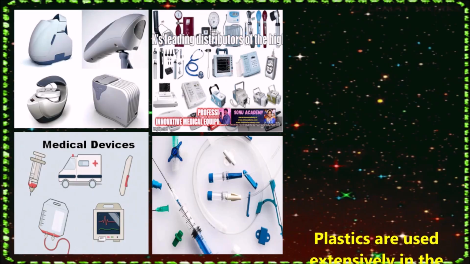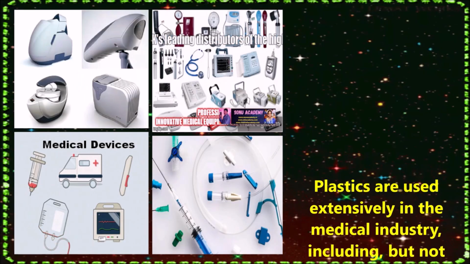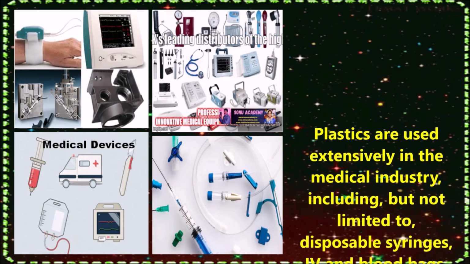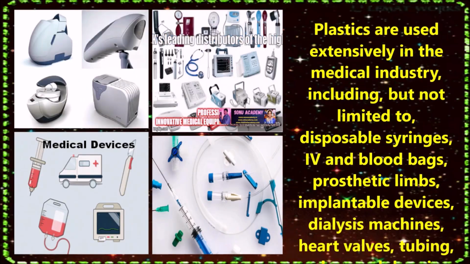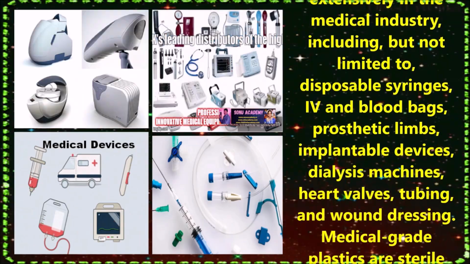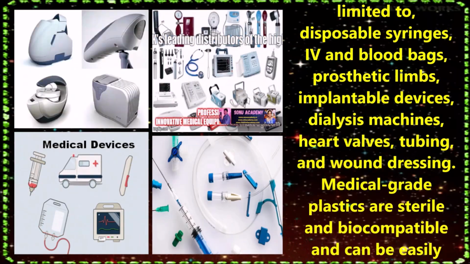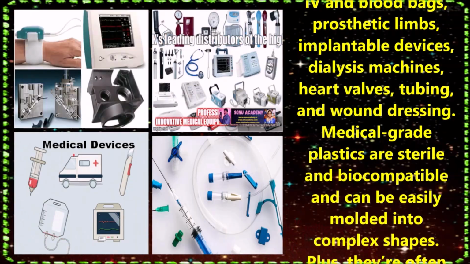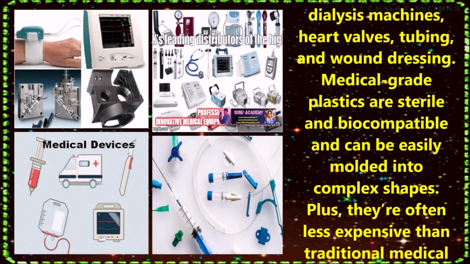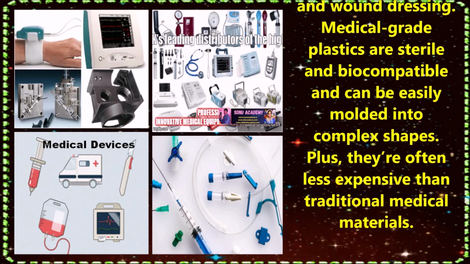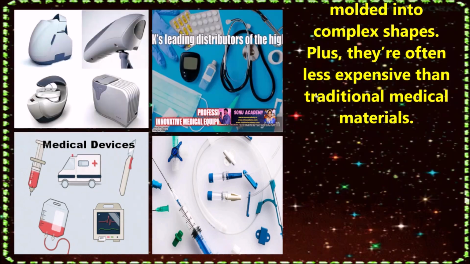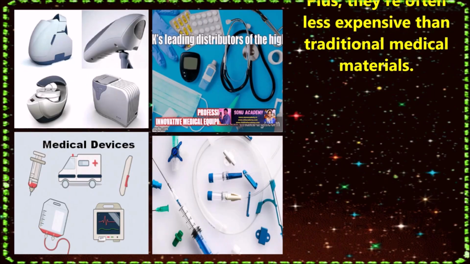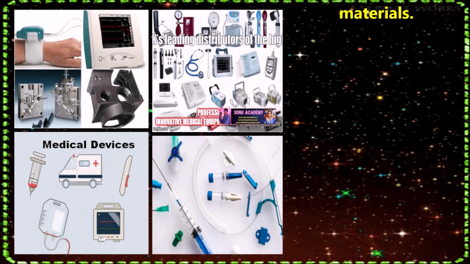Medical devices. Plastics are used extensively in the medical industry, including but not limited to disposable syringes, IV and blood bags, prosthetic limbs, implantable devices, dialysis machines, heart valves, tubing, and wound dressing. Medical grade plastics are sterile and can be easily molded into complex shapes. Plus, they are often less expensive than traditional medical materials.